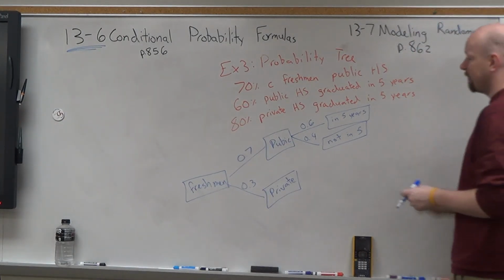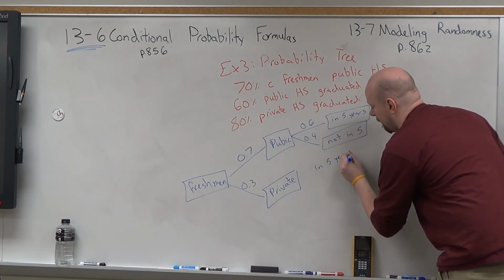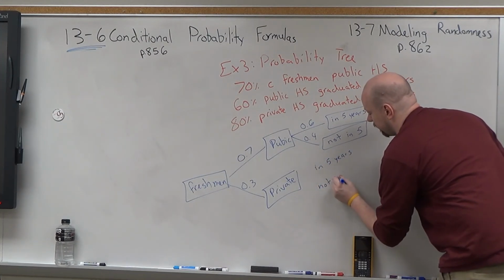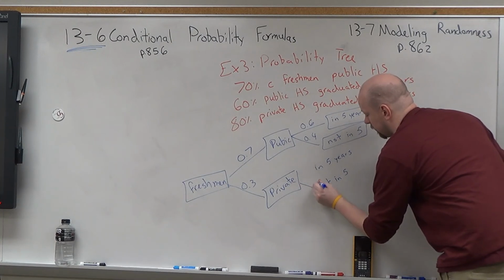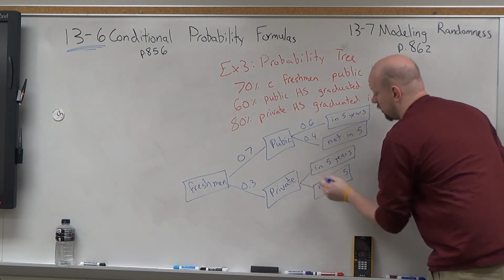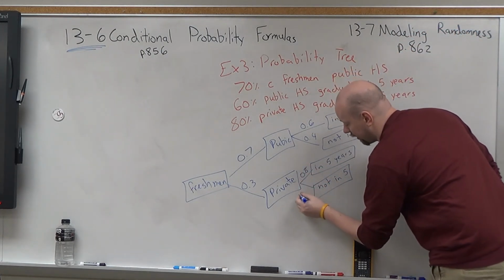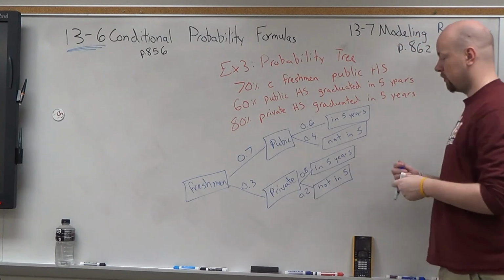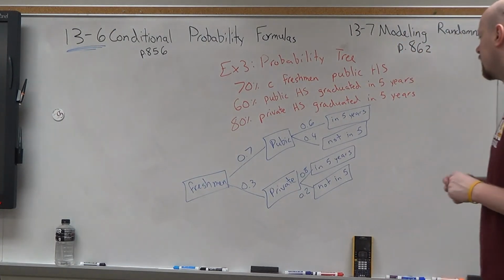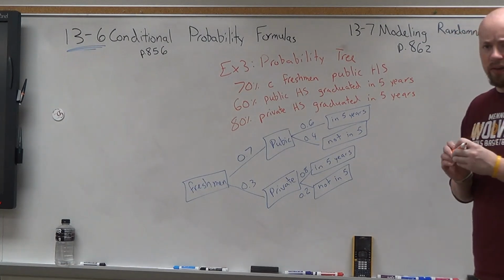And the private is 80% graduated in 5 years, and then not in 5. So in 5 years we had 80% or 0.8, and then the remaining would be 0.2. So this is what's called a probability tree. So we did all that, and we need to have a problem to solve.